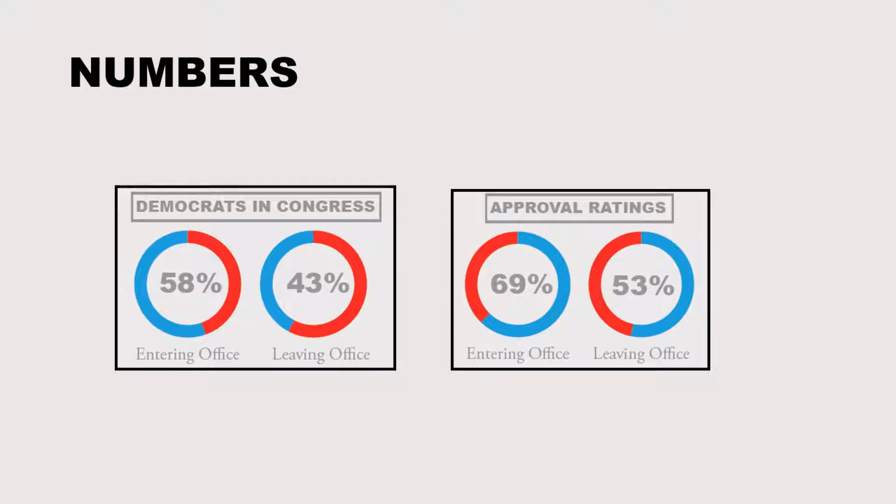Going back to effectively showcasing numbers through charts, another example of a numbers display in my infographic are donut charts of partisanship in Congress when Obama first entered office compared to when he left office, which can be seen on the left side of the slide, as well as his approval ratings for when he first entered office compared to when he left office.